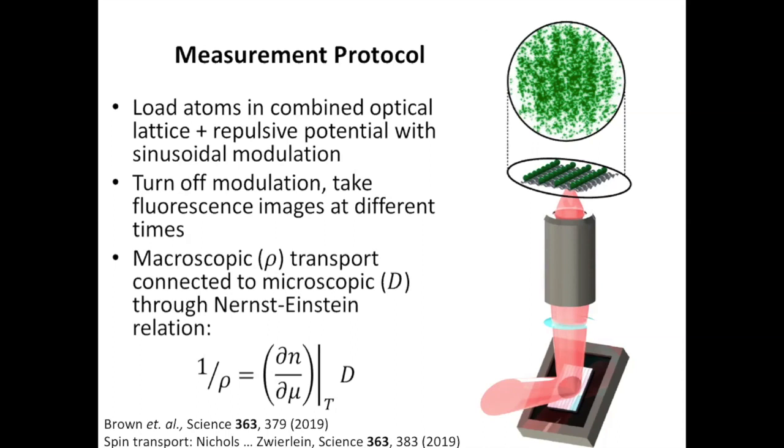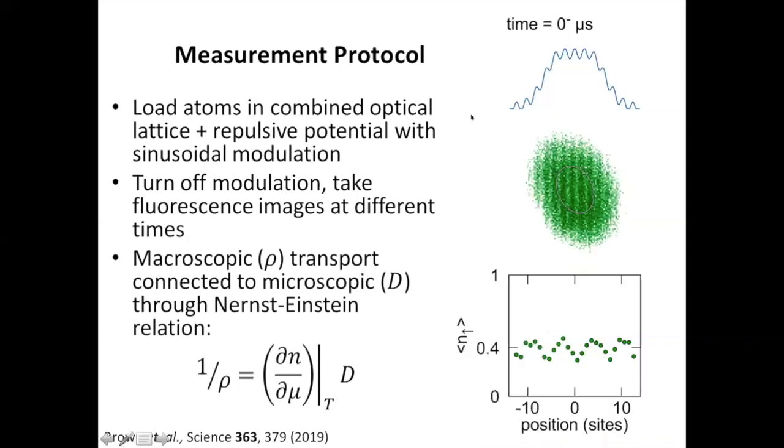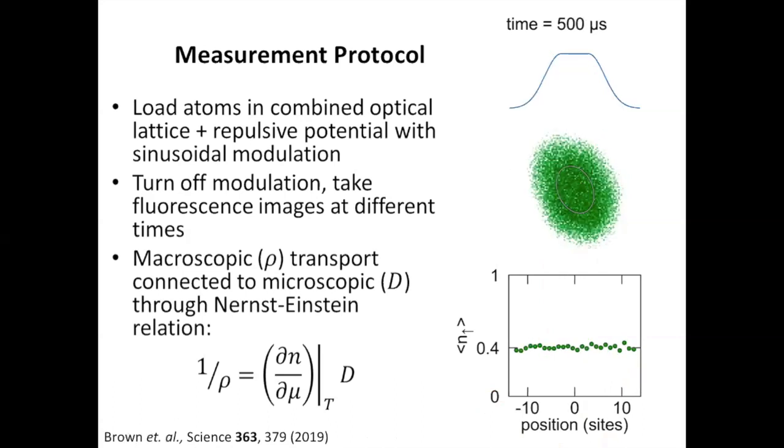Then we simply switch off this pattern, the charge density wave potential, and let this charge density wave evolve within the lattice, and watch how this pattern disappears. Very quickly, we see that this pattern disappears within a few tunneling times, as you can see here. And we can track essentially the amplitude of this charge density wave versus time to learn about the diffusivity of the system.